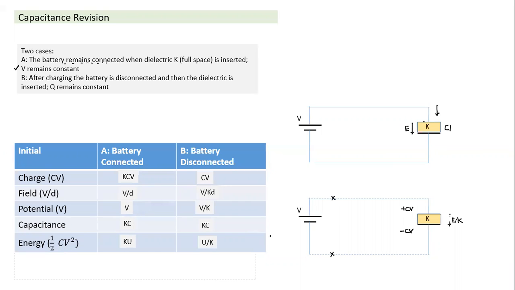We can use the term Q square by 2C here. Energy is Q square by 2C, because why am I using Q? This remains the same here. Capacitance has increased by a factor of K. Hence, overall energy has decreased by a factor of K.